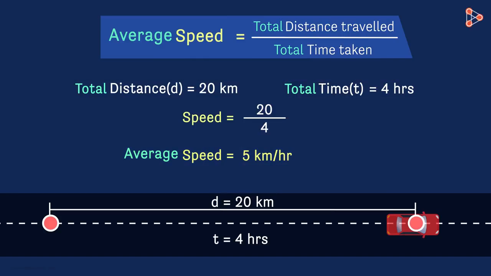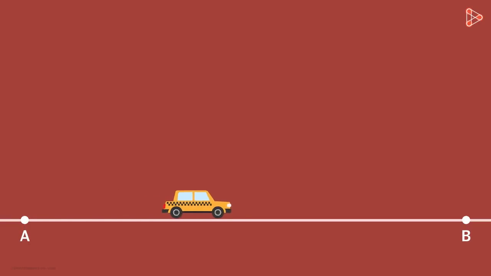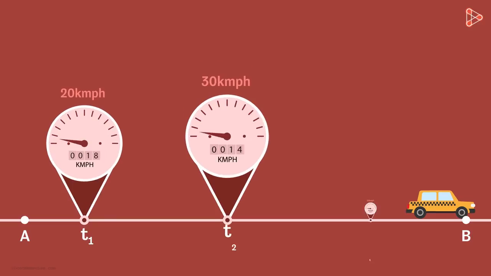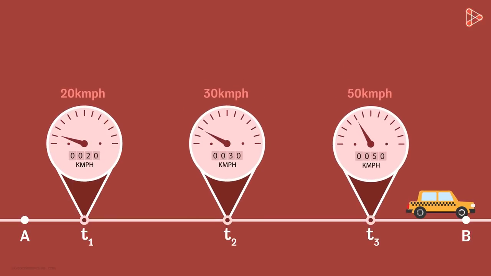So what's next? Look at the unit of speed used in the example. The unit of speed in this example is kilometers per hour or kmph, and it's one of the most common units of speed. Yes, this unit is also used in speedometers. Suppose a car is travelling from point A to point B and the speedometer shows these values at these 3 instants. Notice at time t2, the speedometer reads 30 kilometers per hour.